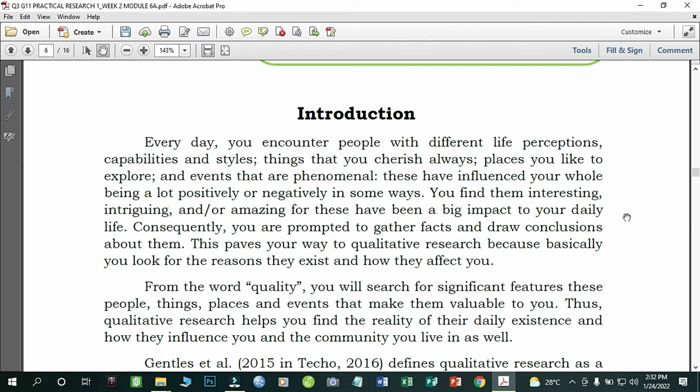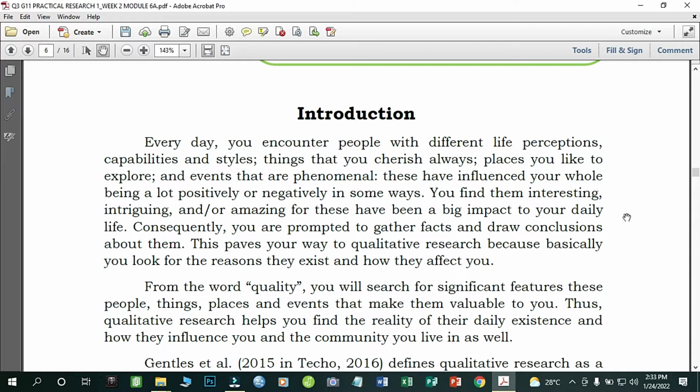Every day you encounter people with different life perceptions, capabilities, and styles, things that you cherish always, places you like to explore, and events that are phenomenal. These have influenced your whole being, positively or negatively in some ways. You find them interesting, intriguing, and amazing, where this has had a big impact on your daily life. Consequently, you are prompted to gather facts and draw conclusions about them.